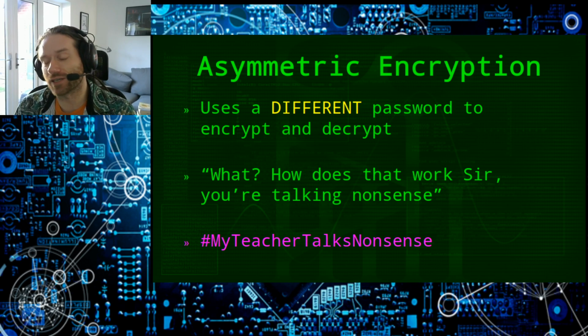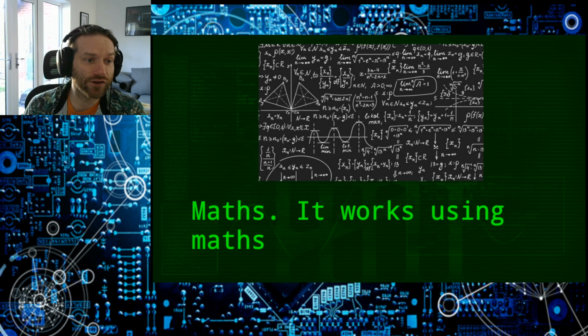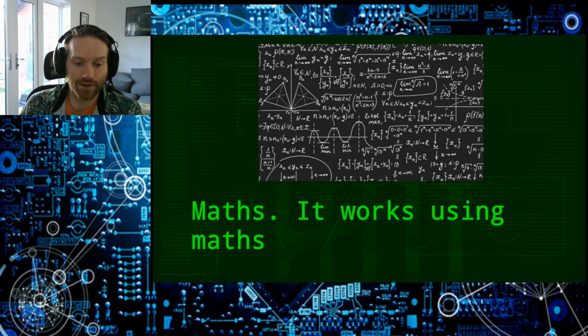How do we use different passwords to encode and decode, right? And this is the answer. It uses maths, right? I know you guys hate maths. You'll be pleased to know you do not have to understand the maths involved in asymmetric encryption. You just need to understand the concepts involved. Okay, now Tommy down here has mentioned private keys, which is good because we're going to have a look at those in a moment.